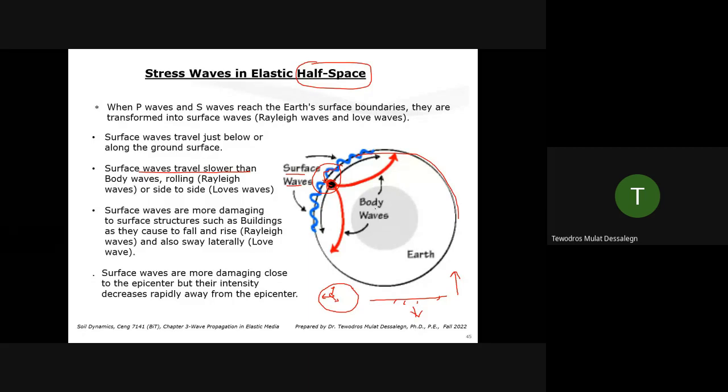Surface waves are more damaging to surface structures such as buildings, as they cause them to fall and rise, which is a Rayleigh wave, and also sway laterally, which is a Love wave. They are more damaging because they deform the ground significantly, especially if you are close to the epicenter.